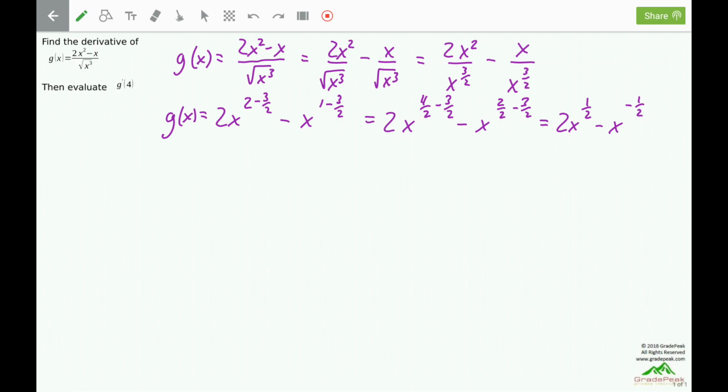What we've done is change the g of x from having been a quotient to being two terms that are combined by subtraction, so we can take the derivative of each term individually and combine the results by subtraction. And each term will actually follow the power rule here. Let's take the derivative. G prime of x equals 2 times bring the 1/2 down, x to the 1/2 minus 1, which I will call 2 halves, and then minus bring the negative 1/2 down, x raised to the negative 1/2 minus 1, which I will call 2 halves.